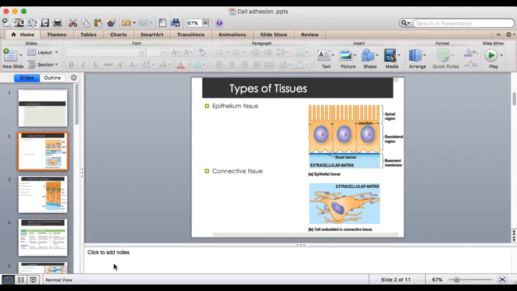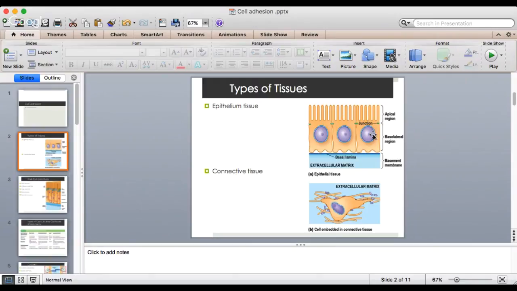So I'm going to start off with two types of tissues in animal cells, such as epithelial tissues and connective tissues. So starting with epithelium tissues, these tissues contain two different regions. The apical region is at the top of the cell. Being that it's at the top of the cell, it comes in contact with the outside environment.